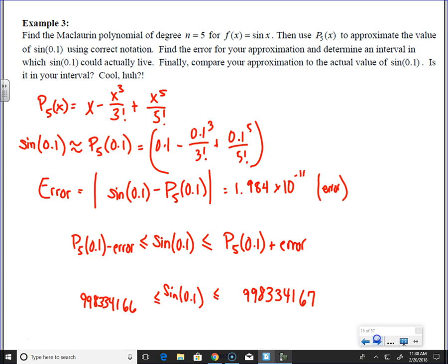Yeah, so there's about 5. Why are they saying it's pretty cool? Because it's pretty accurate. It's stinking accurate. Wow. Accurate to like the millionth and stuff. And that's only with the 5th degree.